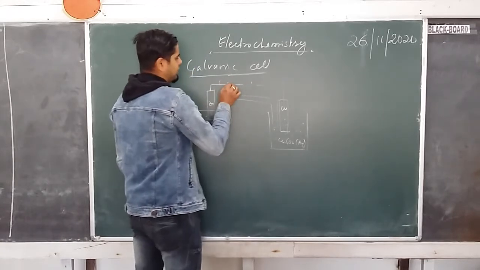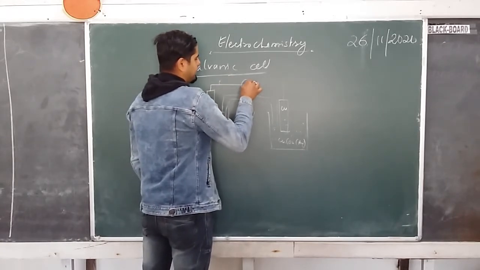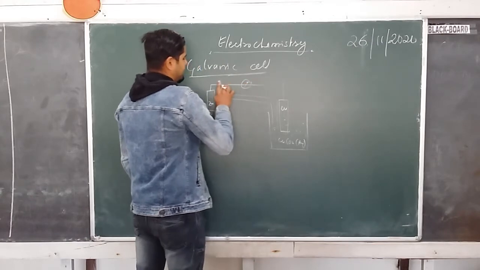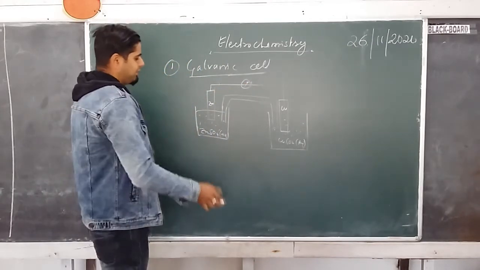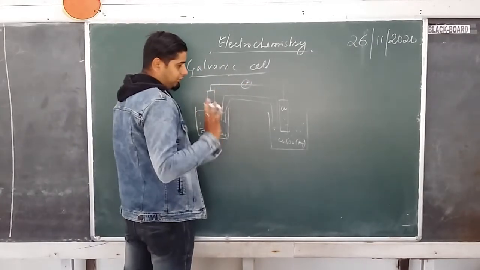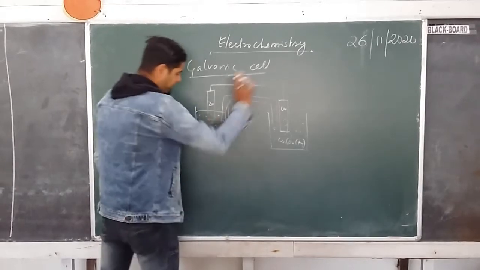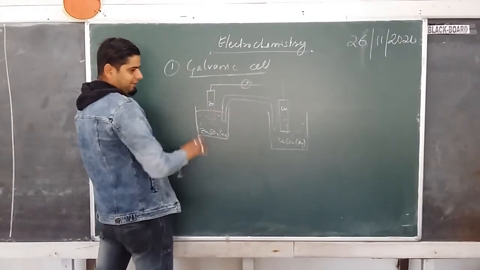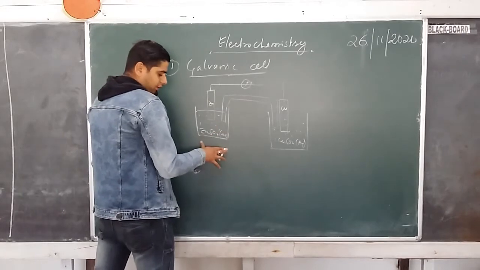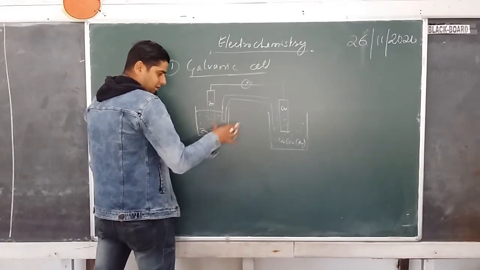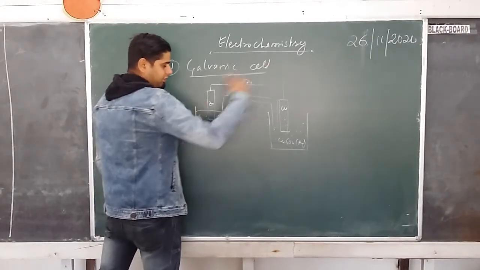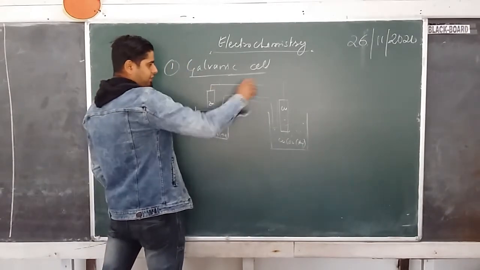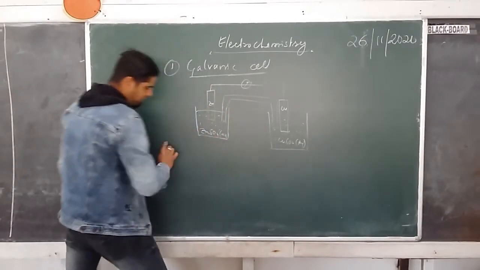Okay, let me put one granular to this side. So see what happens here. You have to understand this very carefully. So this is a galvanic cell. The chemical reaction occurring here is responsible for the production of electricity. Okay, how come? Look at the board.